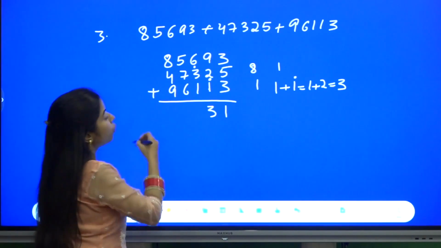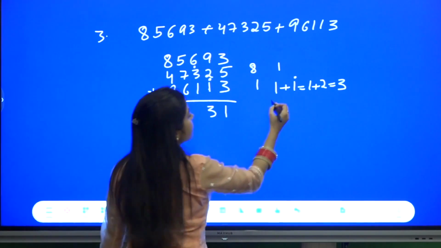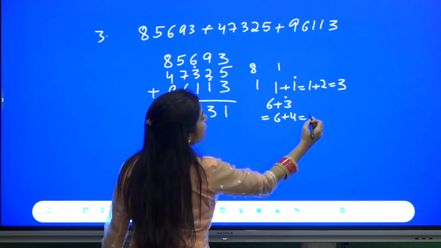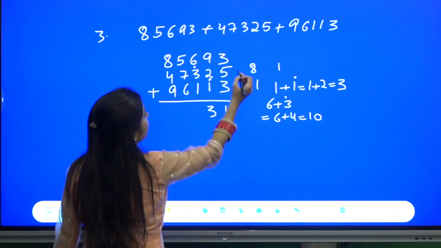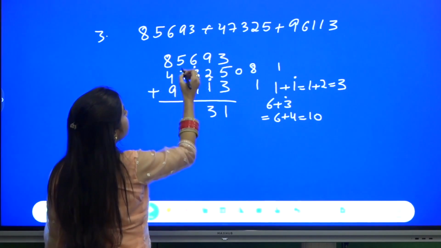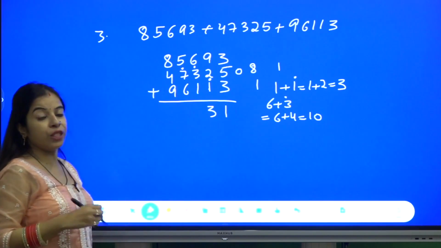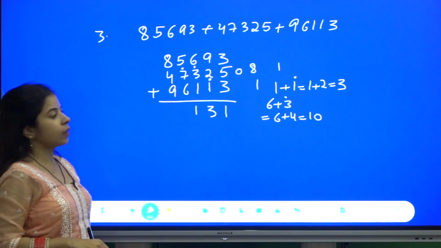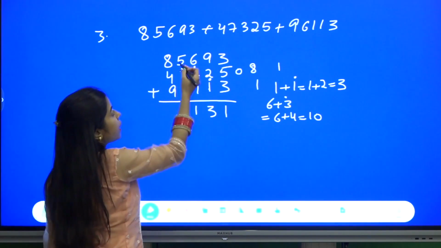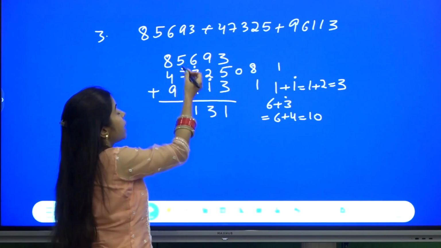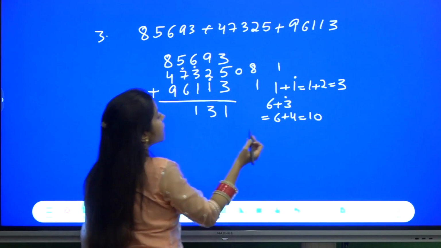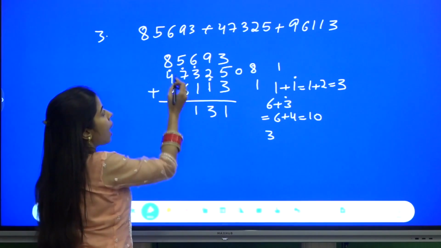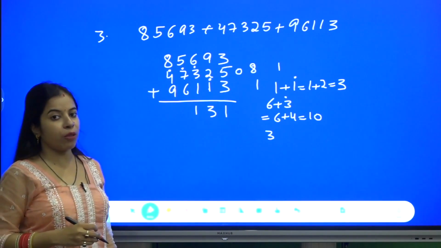Now we are going to move to the next column. 6 plus 3 dot, which is 6 plus 4, which is 10. So 0 will be put here and 1 will be placed above 7 in the form of a dot and 0 plus 1 is 1. In the next column, we see that 5 plus 7 dot, 7 dot is 8. So 5 plus 8 is 13. So 3 will be kept here and 1 will be placed as a dot above 4.